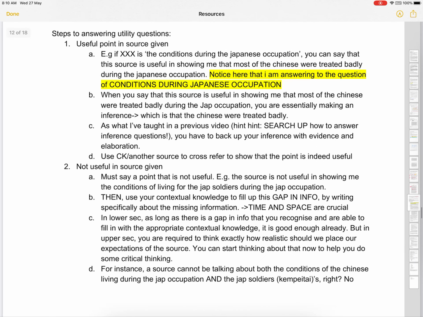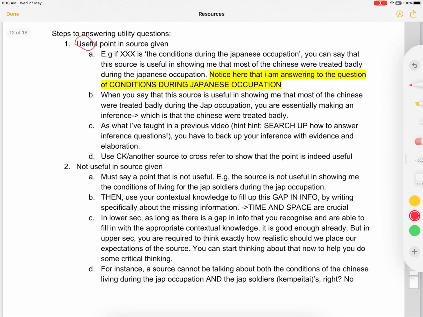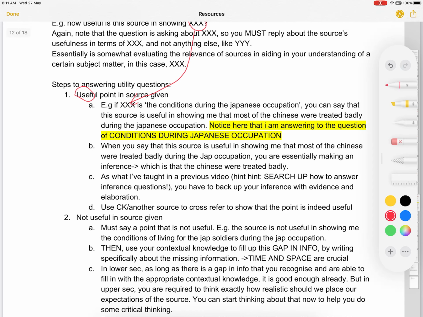So what are the steps to answering utility questions? Firstly, you must have one useful. Essentially, this means write one paragraph about what's useful about the source. So for example, if the question is how useful is this source in showing the conditions during the Japanese occupation, you can say that this source is useful in showing me that most of the Chinese were treated badly during the Japanese occupation. So note here that I'm answering the question because it's my focus.